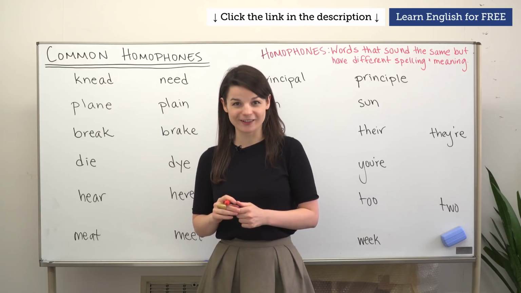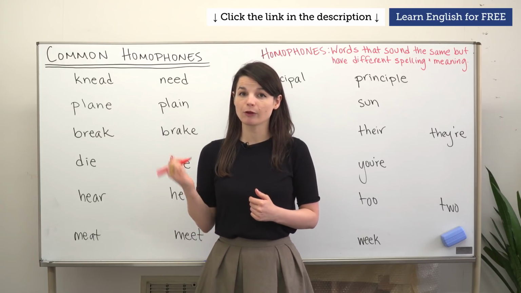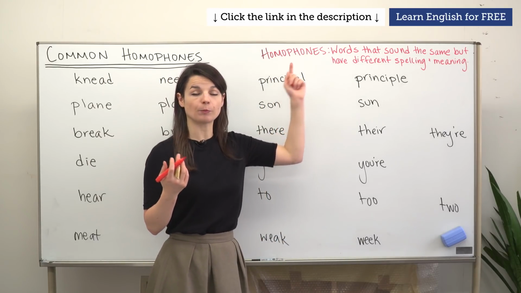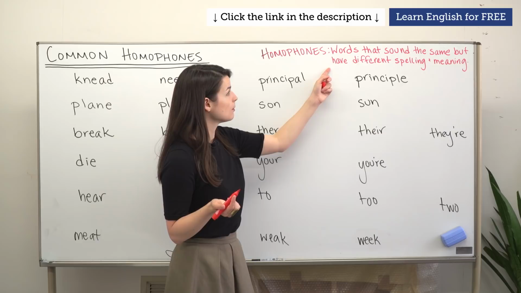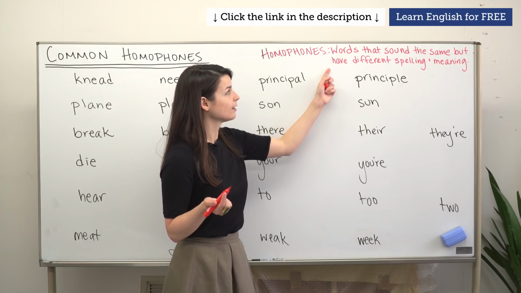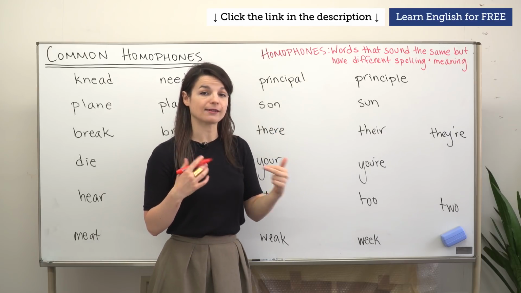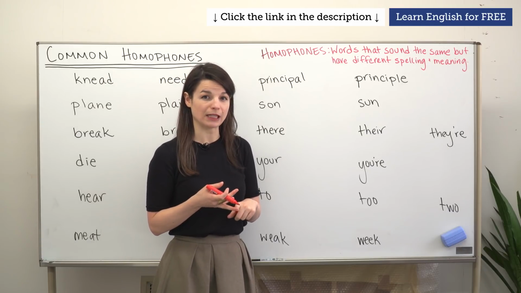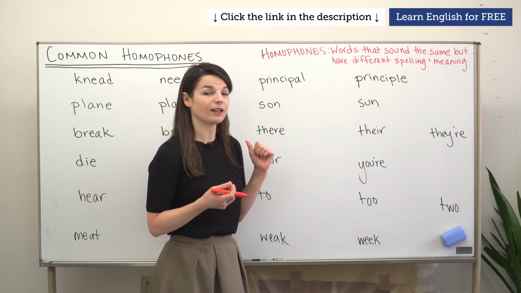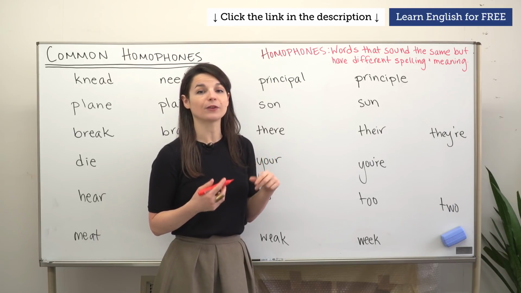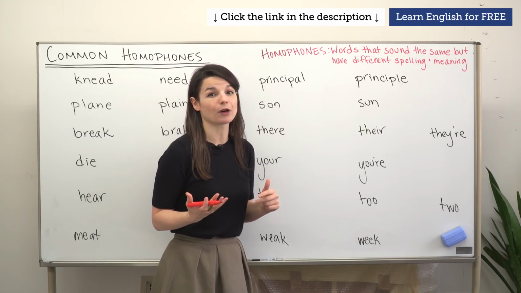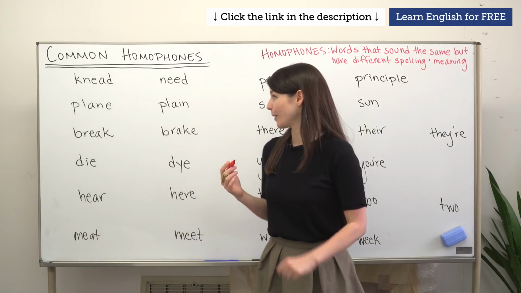So let's get started. First, before we begin this lesson, what is a homophone? To remind you, a homophone refers to a word that sounds the same as another word, but it has a different spelling and different meaning. So we're going to see a lot of examples, 12 examples of homophones today. This can be 2 words or more. So let's take a look at the first pair.